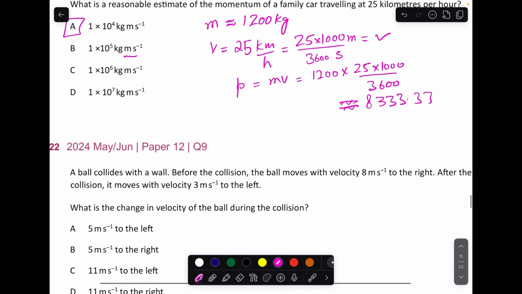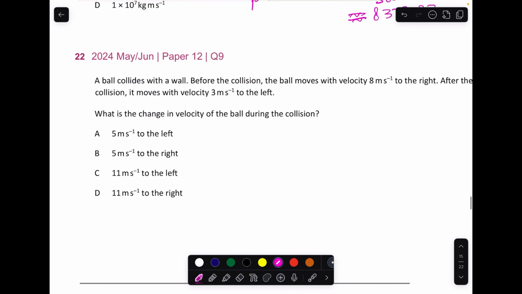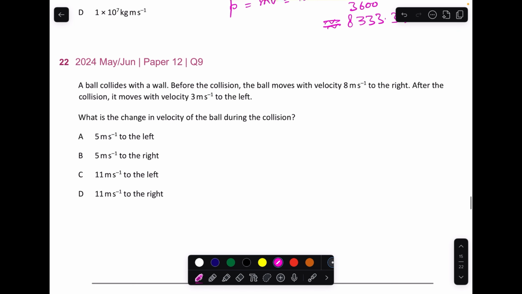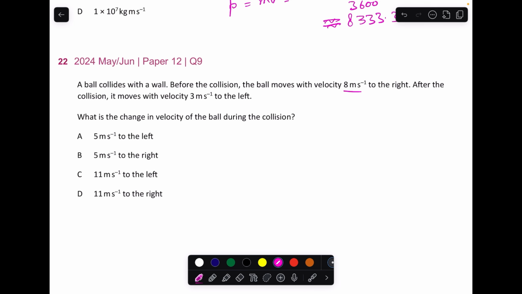The next question: a ball collided with a wall. Before the collision, the ball moved with a velocity of 8 to the right. After the collision, it moved to the left. What is the change in velocity? If this is 8, this is 3. If this is positive, this will be negative. So change is v minus u. If you take v as minus 3 minus 8, this will be minus 11 meters per second. As it's finally moving to the left, it will be 11 to the left.